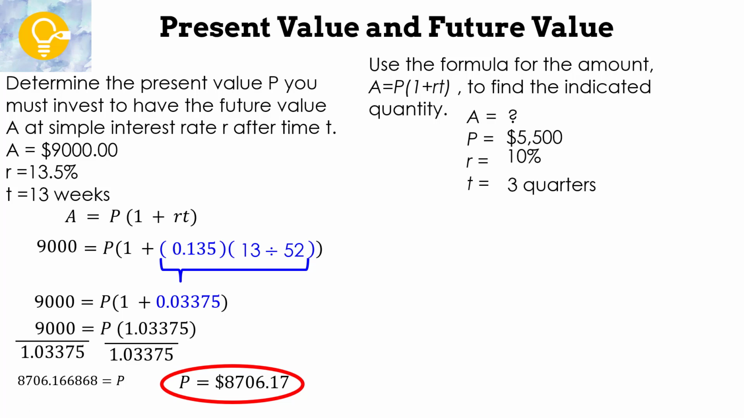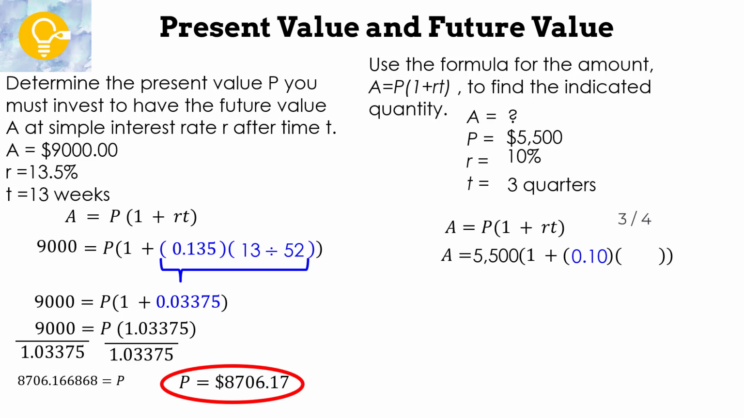Use the formula for the amount A equals P times 1 plus RT to find the indicated quantity. Well, now we don't know what the amount will be in the future, but we do know our present value is $5,500, our rate is 10%, and we're talking about 3/4. Let's fill in what we know. Well, we know the principal is $5,500 and the rate is 10%, so I'm going to change that to a decimal. Now we're looking at 3/4 for time.